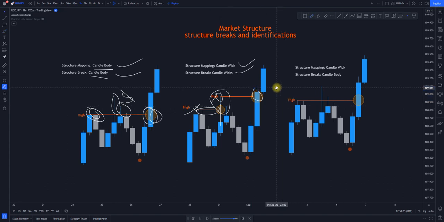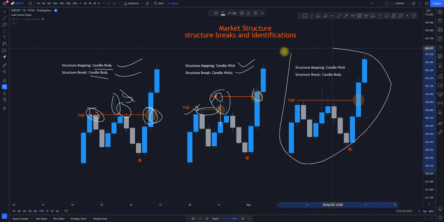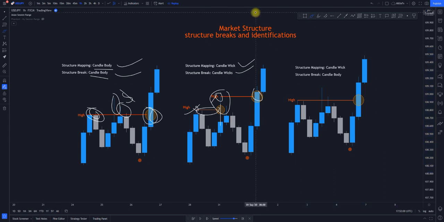Now let's go to the third structure mapping. Each structure mapping has its own pros and cons, and everything will be explained in the next episode. Now let's go to the last structure mapping. This last one is almost the same as the rest, but in a very simplistic way, which I use. This is what I use as my structure mapping, and let me explain the reasons why I use this particular one.